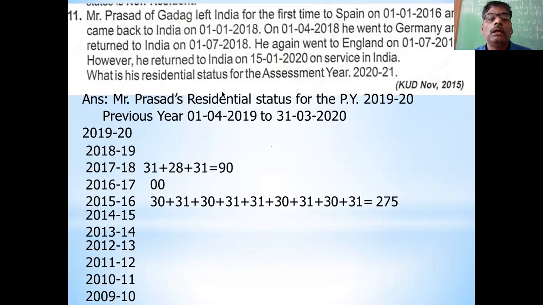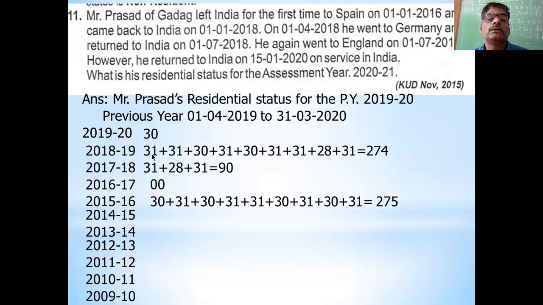1/4/2018 starts in the year 1819. This year, 1819, first day itself, opening day, 1st April itself, he went out. He went to Germany. And returned on 1/7. He is not in India in April, not in May, not in June. In July, he returned. So July, 31 days.